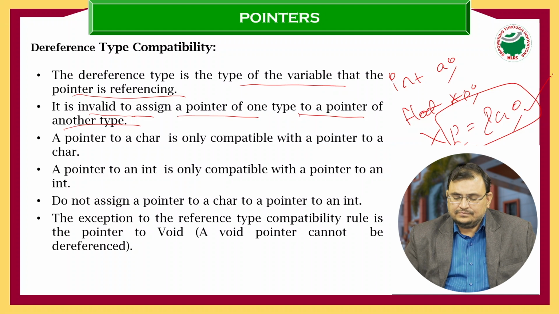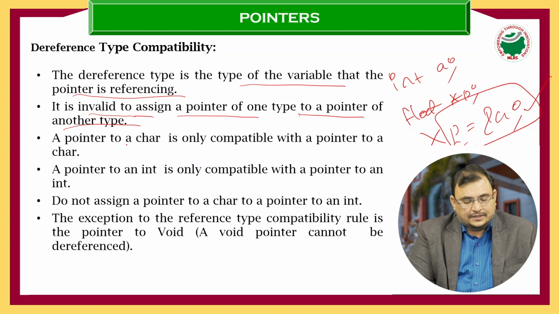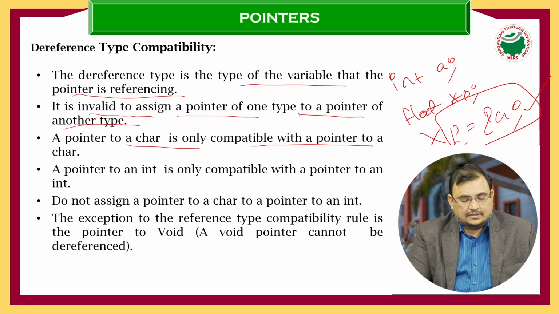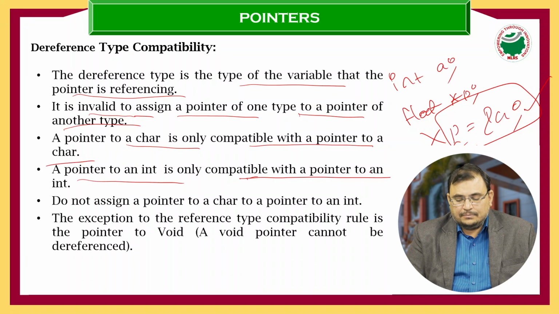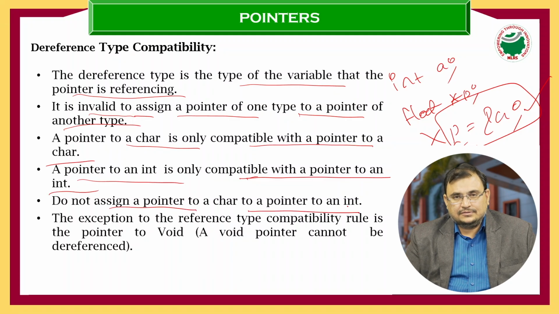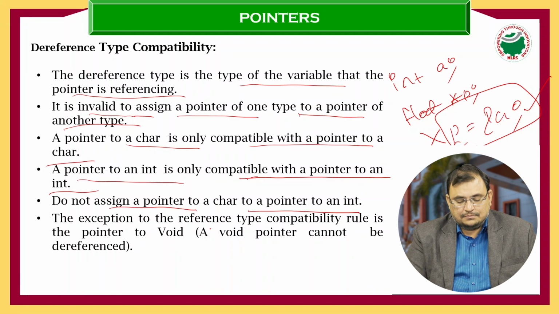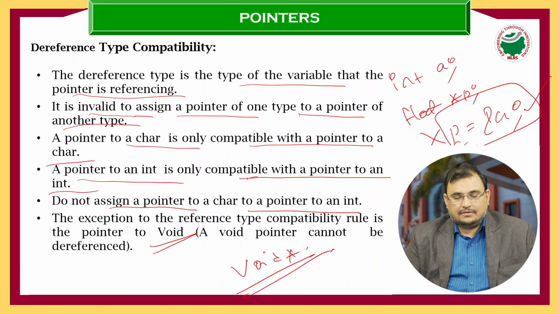So that's why it is not accepted. A pointer to a character is only compatible with a pointer to a character. A pointer to integer is only compatible with a pointer to integer. Do not assign a pointer to a character to a pointer to integer. The exception is if you are using a generic pointer like void star, which is called a generic pointer. You can assign any type of variable to the generic pointer. So this is called type compatibility.